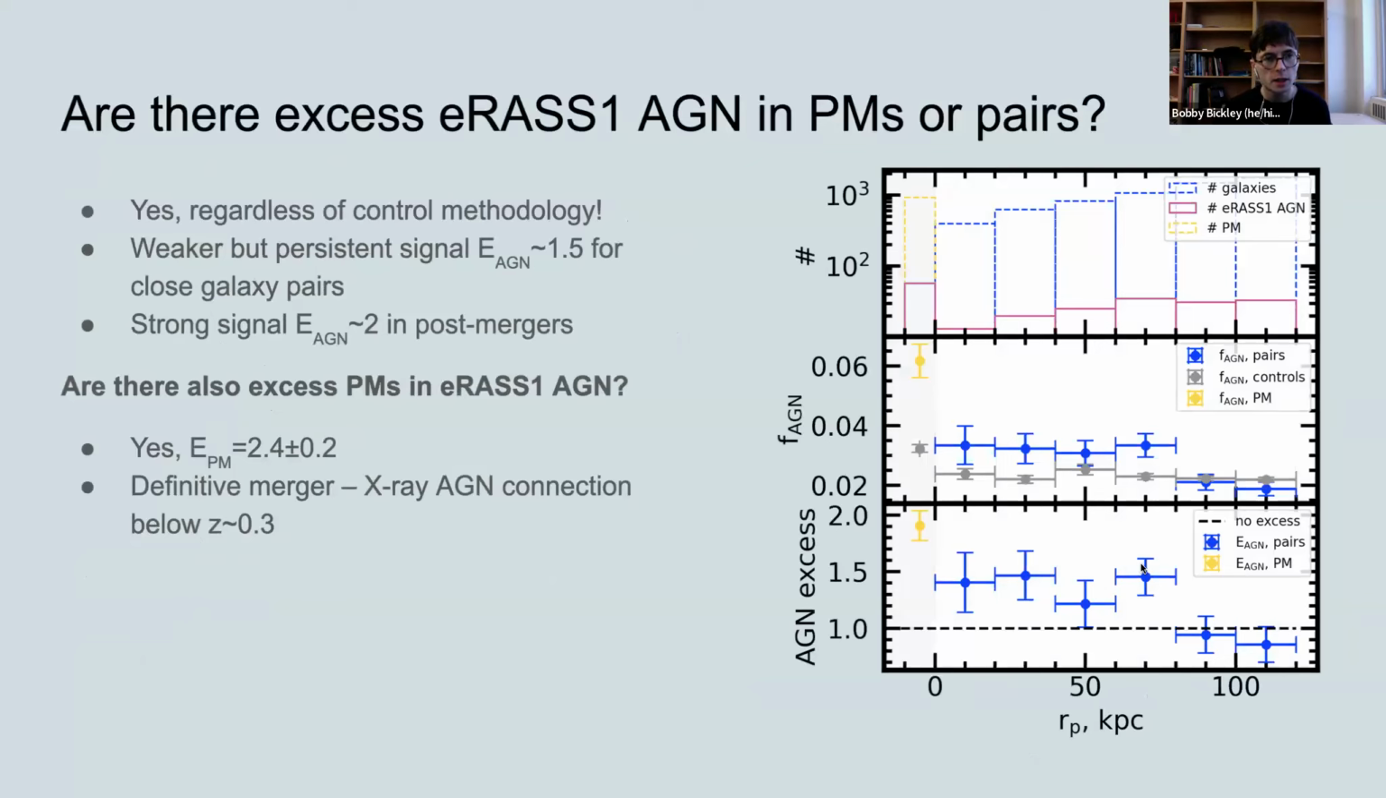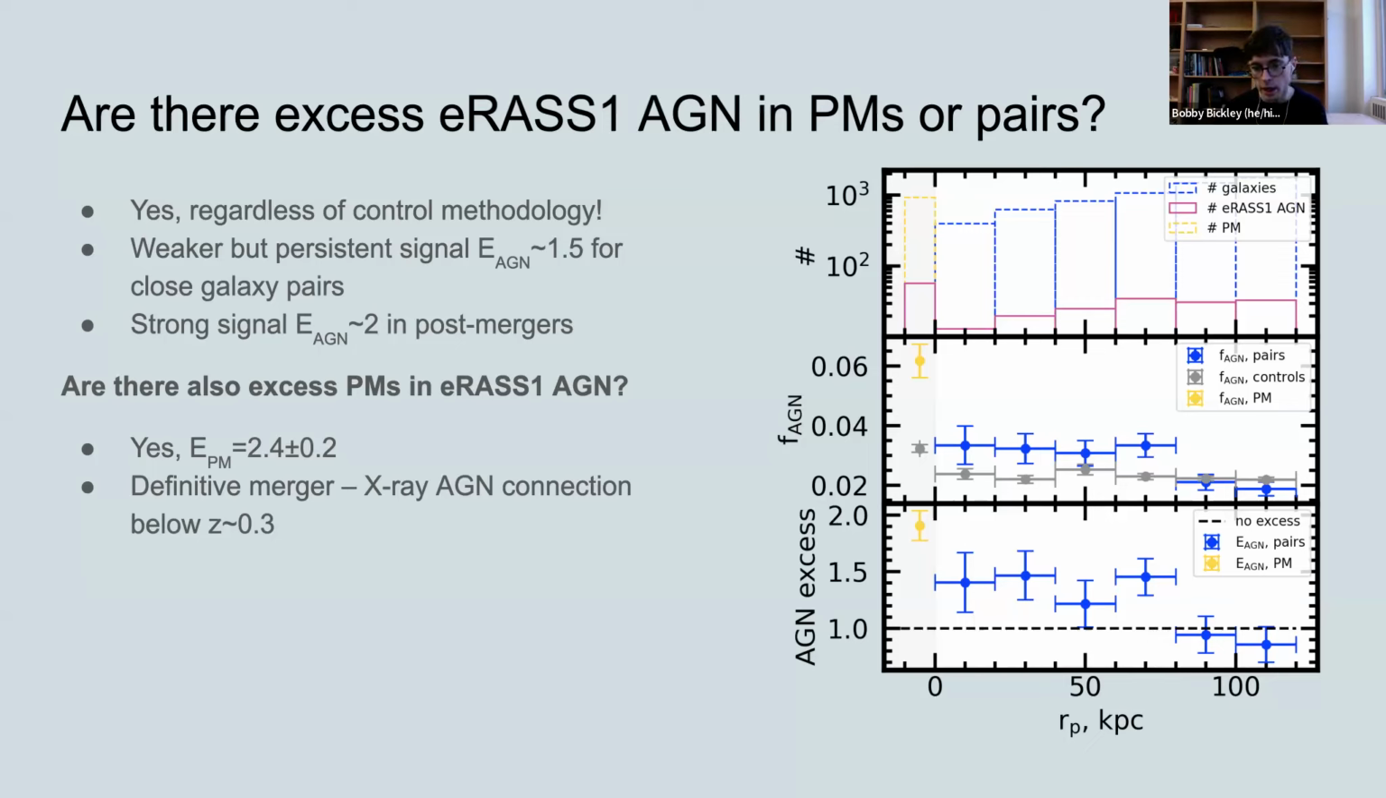So we can begin to get at this in a more statistical way by making an excess plot, sort of in the style of what I showed earlier on in the presentation from my previous paper. And what we find is that there are excesses of X-ray AGN in post-mergers and in galaxy pairs. There is a typical excess signal of around 1.5 for rather close galaxy pairs. So in this case, they have separations below around 80 kiloparsecs in projected separation.